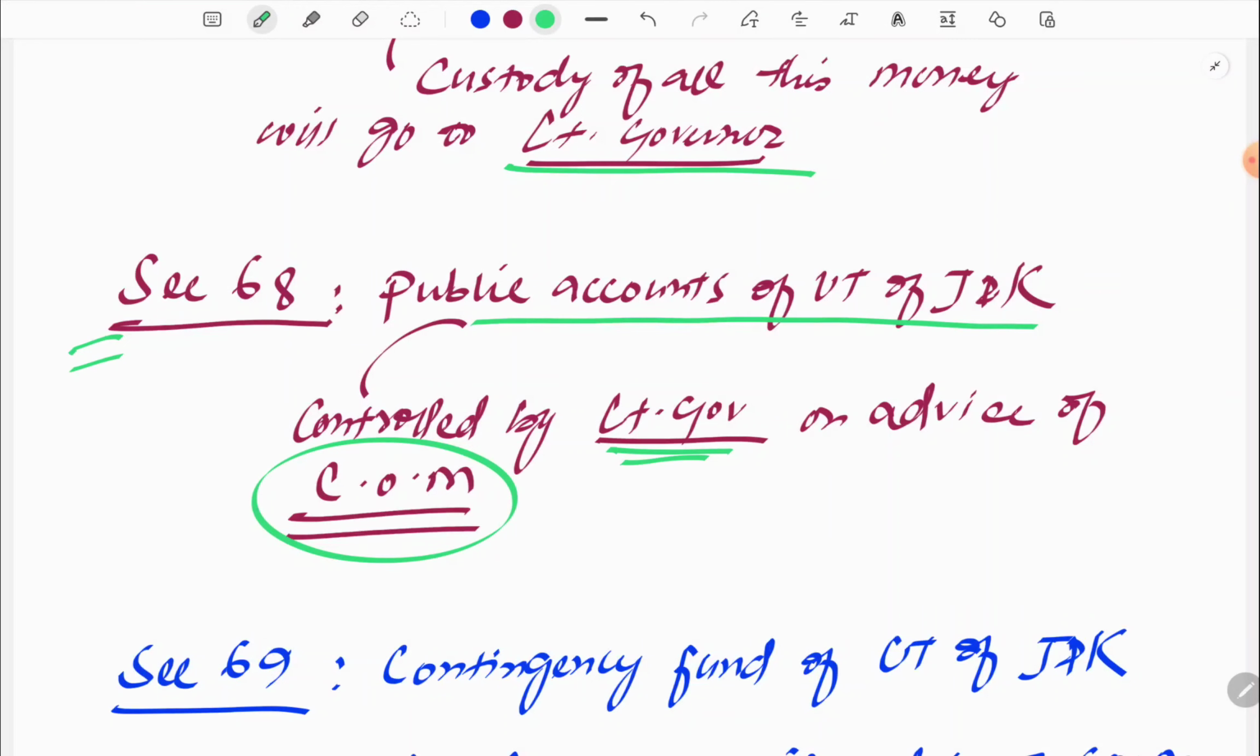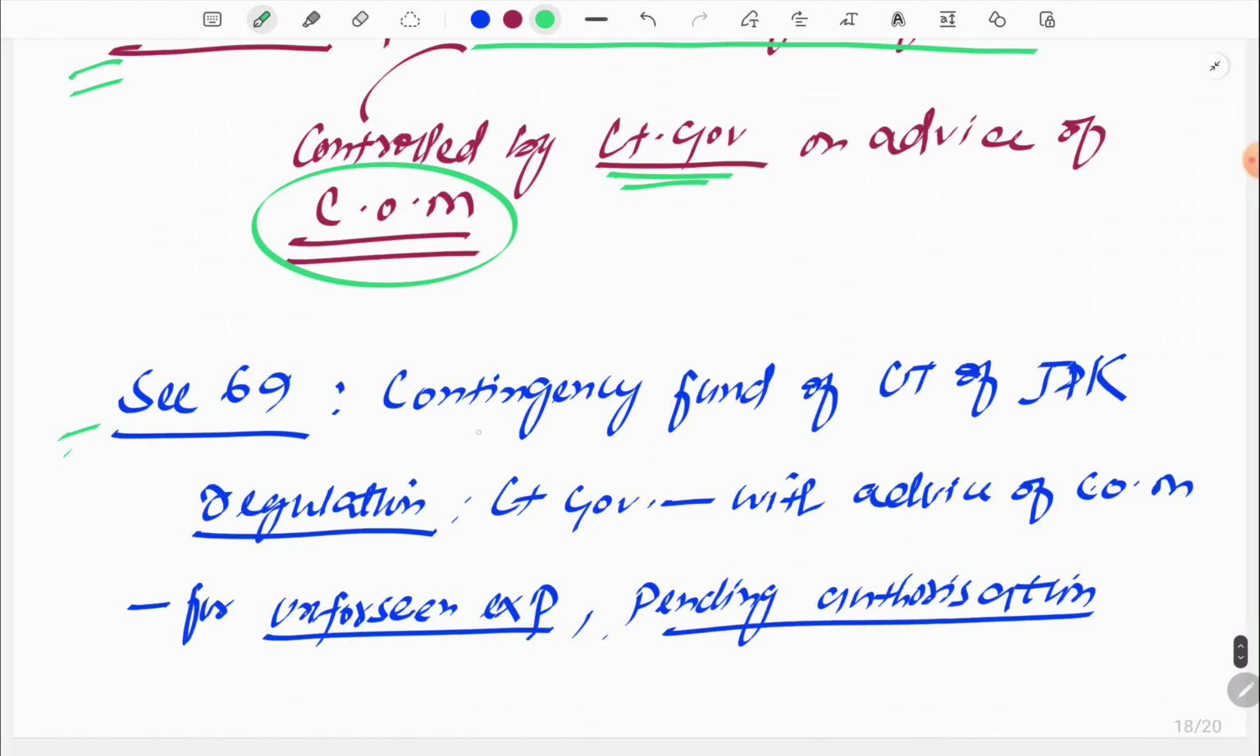Okay, section 69, that is about the contingency fund of UT of J&K. Its regulation, its transactions and all those things will again be done or maintained by the Lieutenant Governor with his recommendation, with again the advice of the Council of Ministers. And what is actually the contingency fund?